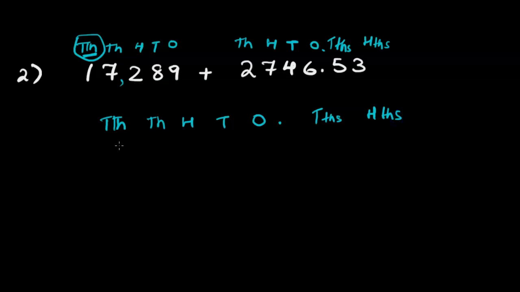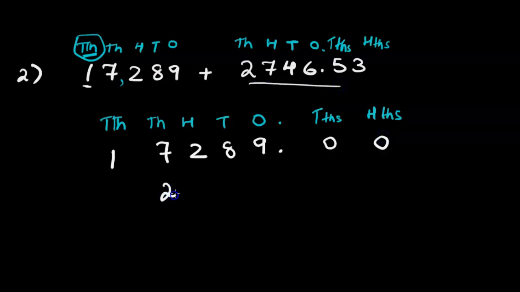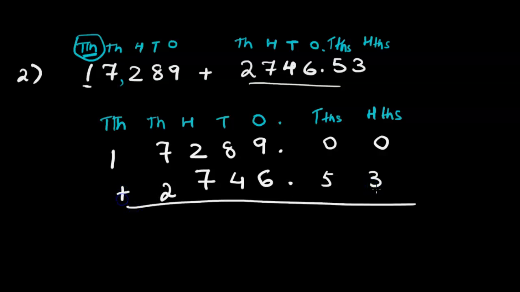Now we put in the numbers under the right spot. So 1 is under 10,000s place, 7 is under thousands place, 2 is under hundreds place, 8 is under tens place, 9 is under ones place. Decimal, we do not have anything here, so we would put 0, 0. Next we have 2 under thousands place, 7 under hundreds place, 4 under tens place, 6 under ones place, decimal, 5, 3. We add these two numbers.